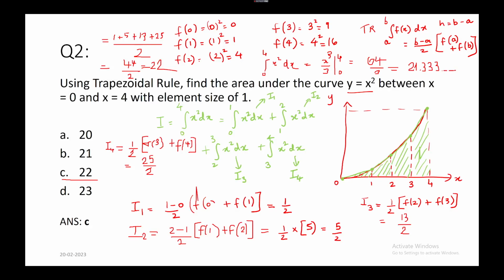So 21.33 and 22, there is a small error actually. This error is actually due to this approximation of linear. In the real sense, if you see, the curve is quadratic, but since we have to find the area by the trapezoidal rule, we assumed a linear interpolation between each element, and finally we got a close answer, which is nevertheless not accurate. It's close enough, but not the exact answer. So we got 22. Okay, so I hope there is no doubt in question 2. So shall we go to the next question?